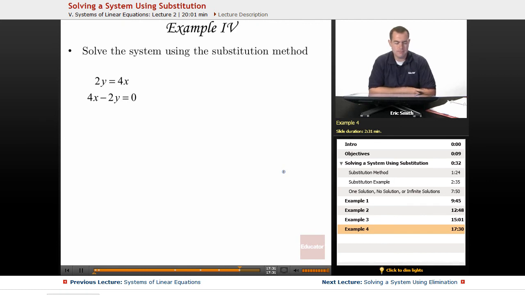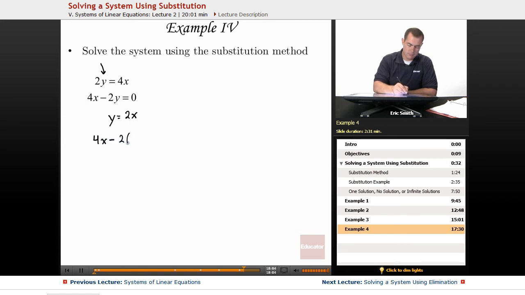All right, one more system. This one is 2y is equal to 4x, and the other equation is 4x minus 2y is equal to 0. Let's take the first one and solve it for y, which we can easily do just by dividing both sides by 2. So y equals 2x. Okay, now that it's solved for y, let's go ahead and substitute that into the second equation. Interesting. Well, let's keep going.